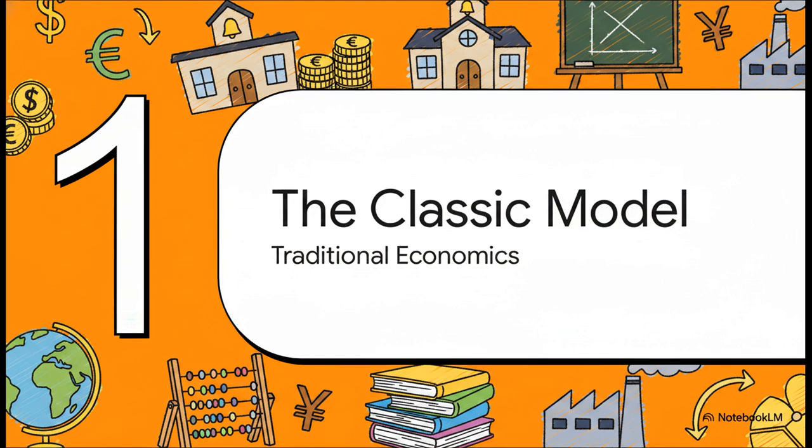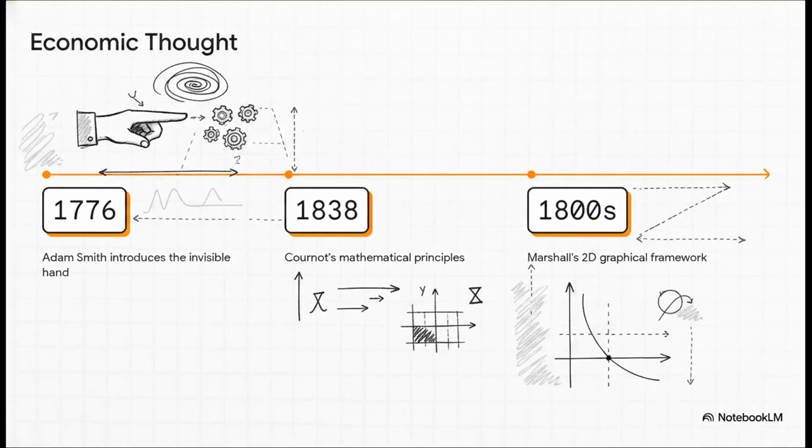First up, Section 1, the classic economic model. Now, to understand where we're headed, we kind of have to know where we've been. When Adam Smith introduced the invisible hand back in 1776, the global economy moved at the speed of a horse-drawn carriage. Over the 1800s, mathematicians and economists like Cournot and Alfred Marshall managed to trap this whole concept into the two-dimensional graphical framework that we still memorize today.